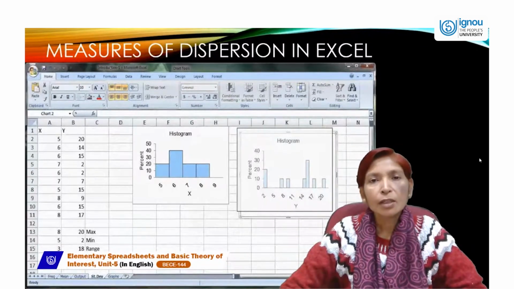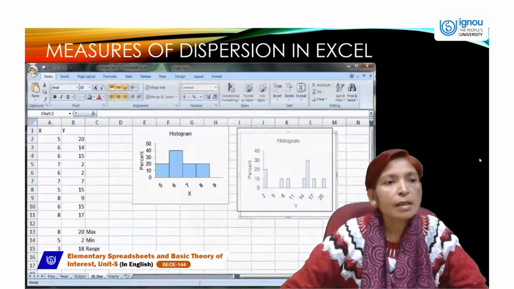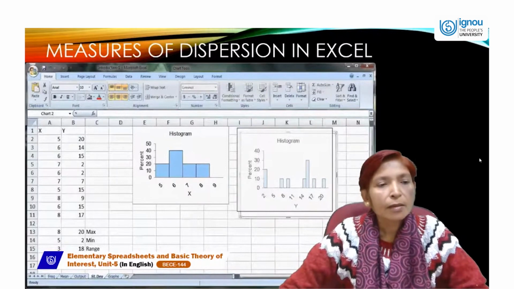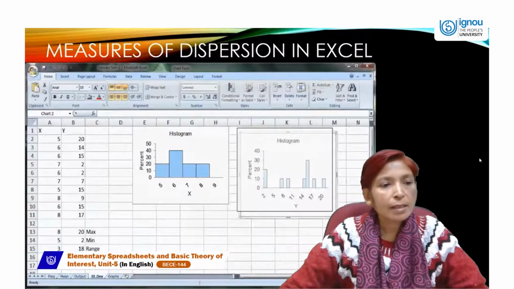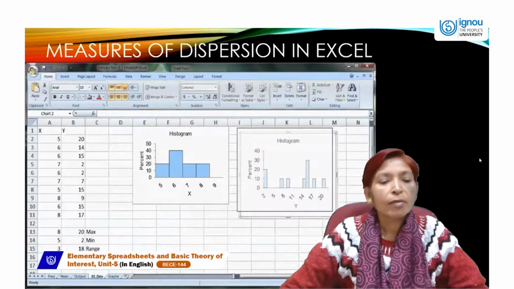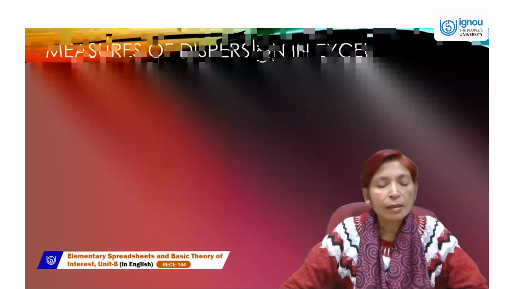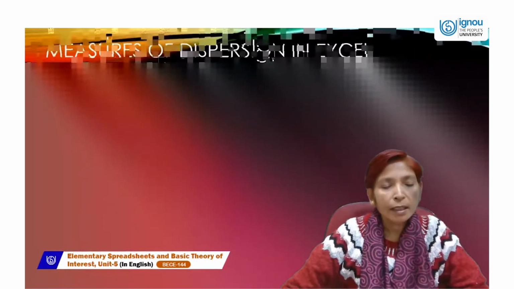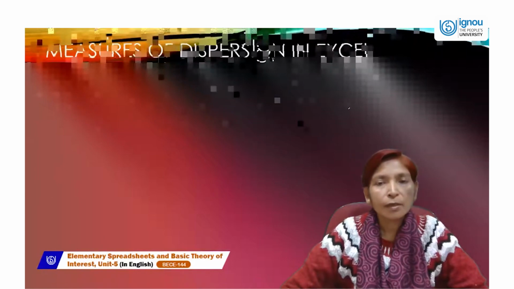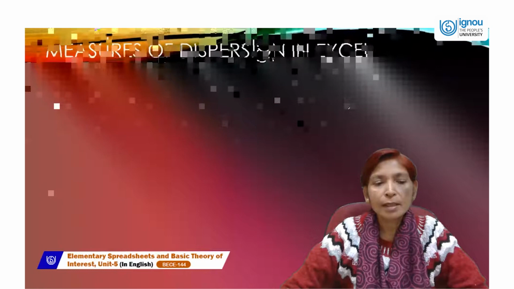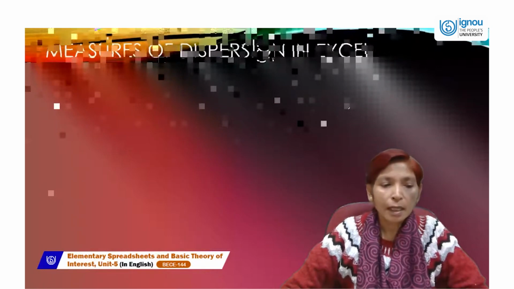But how can we use these measures of dispersion? We can find them out in Excel. Firstly, insert the data, variable x and variable y. If we want to find the range, then we see that the highest value is 20 and the lowest value is 2. The difference between highest and lowest is 18. That's why the range is 18.